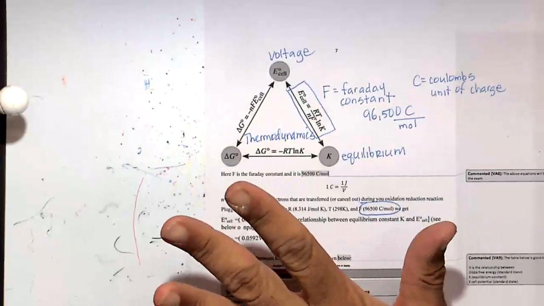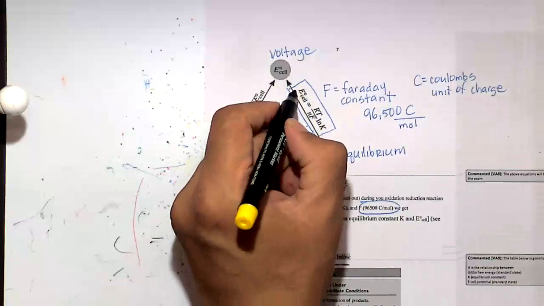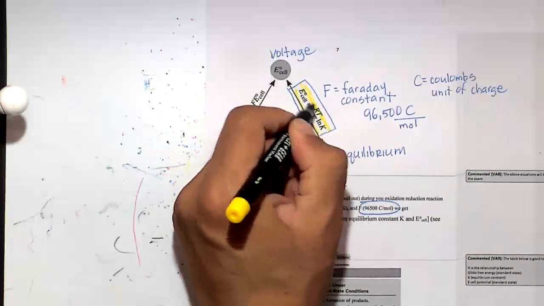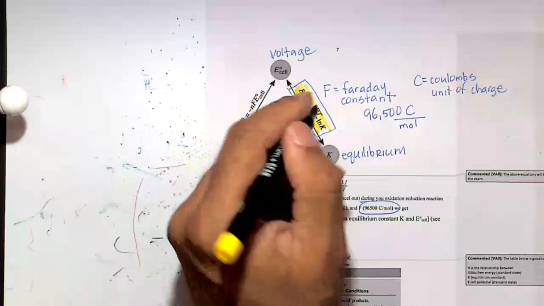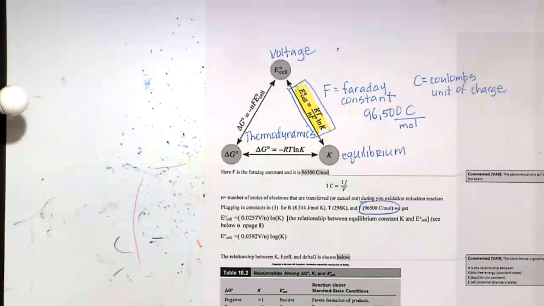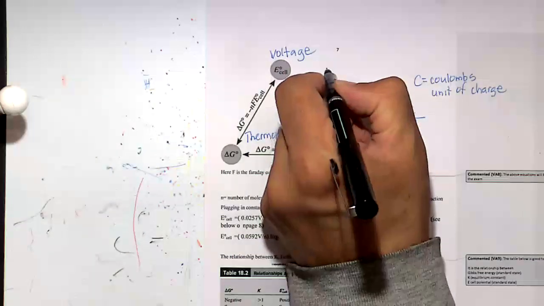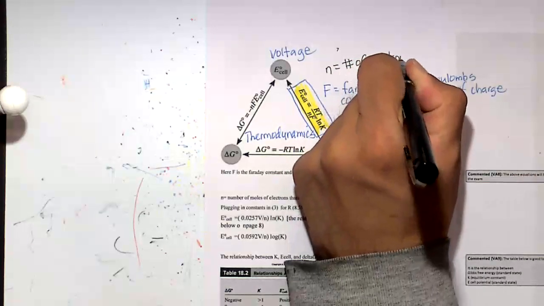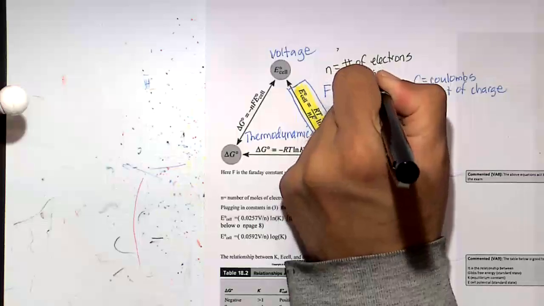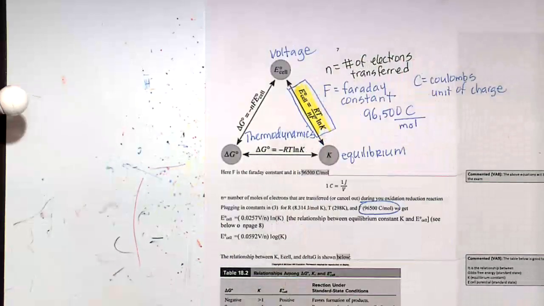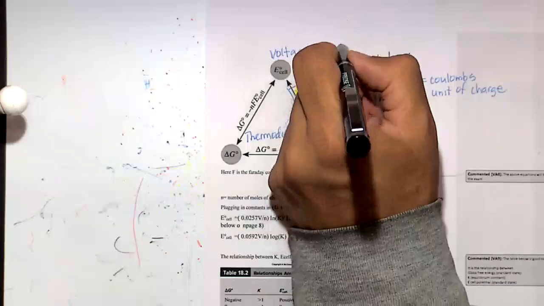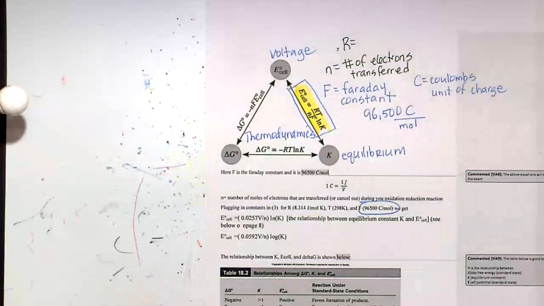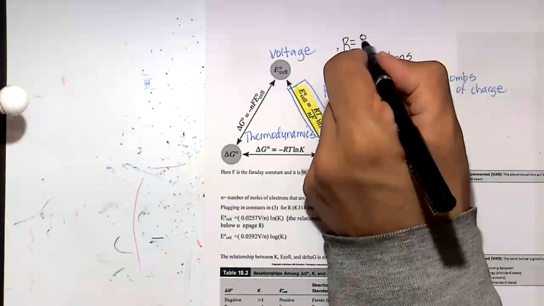So that's one equation. I'll give you this on the exam, so you do not have to memorize it. This is how we get E cell, the voltage, which is anode and the cathode. n here is the number of moles of electrons. This is a 6-electron transfer reaction, this is a 2-electron transfer reaction, this is a 3-electron transfer reaction. And R is the gas constant, 8.314 joules per mole Kelvin.